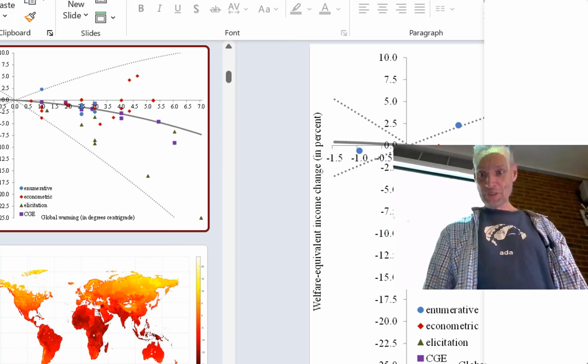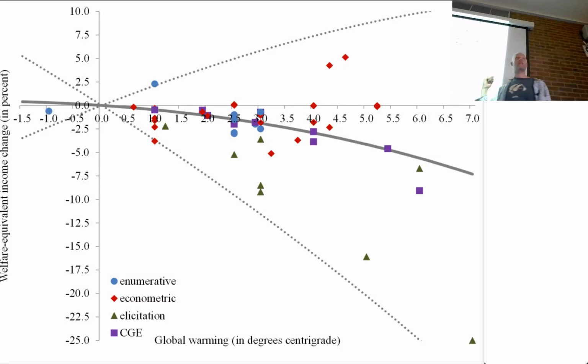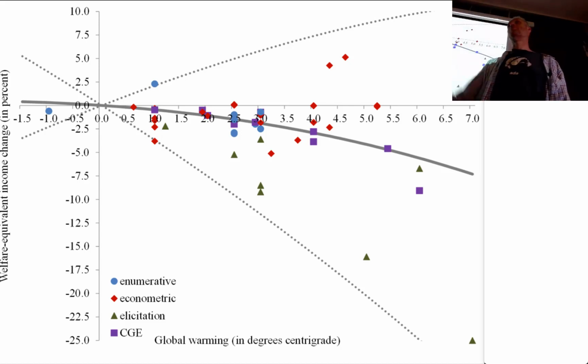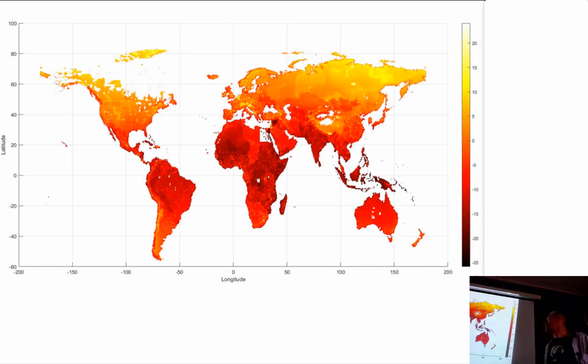So I've shown you this graph, and it's the last time you see it, which tells you what is the impact of climate change on the average person on the planet, which is not an interesting question, right? Because hardly anybody is at the average. Really what you're interested in is a picture like this. How are the impacts of climate change distributed over the world, right?